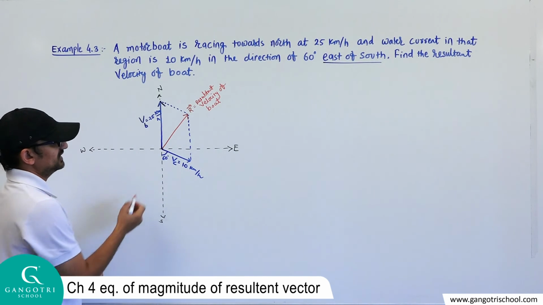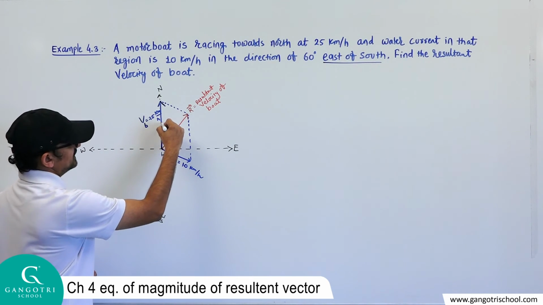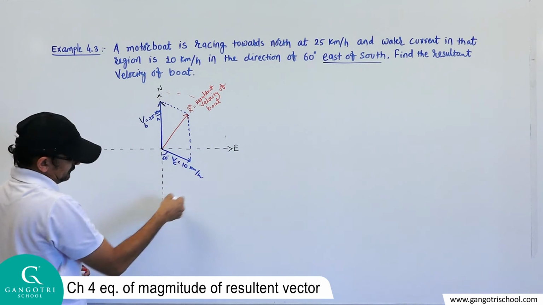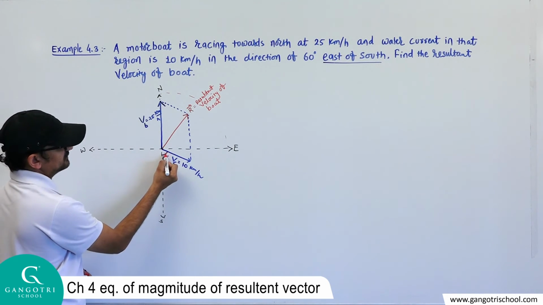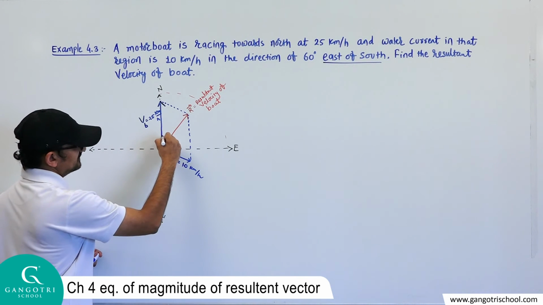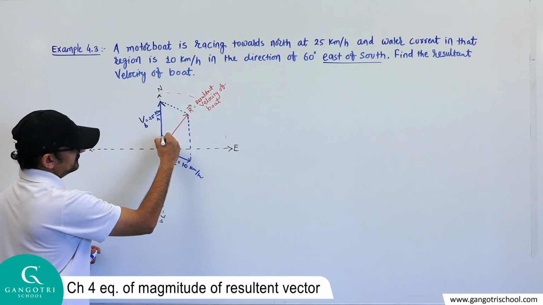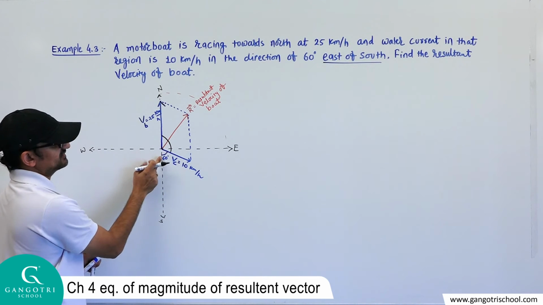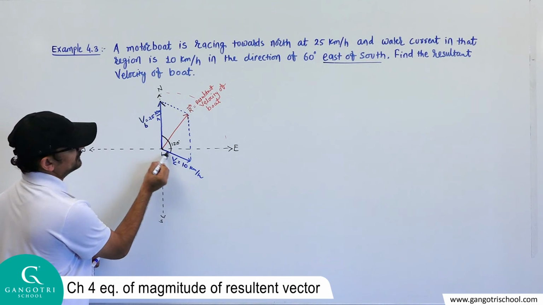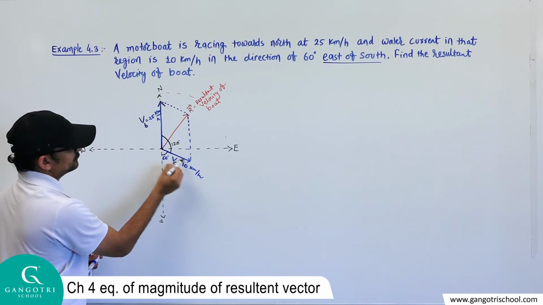Now it is very clear that this total angle is 180 degrees. Out of 180 degrees subtract the 60 degrees. It means this angle is 180 minus 60, which means 120 degrees. That is the angle between VC and VB, these two vectors.